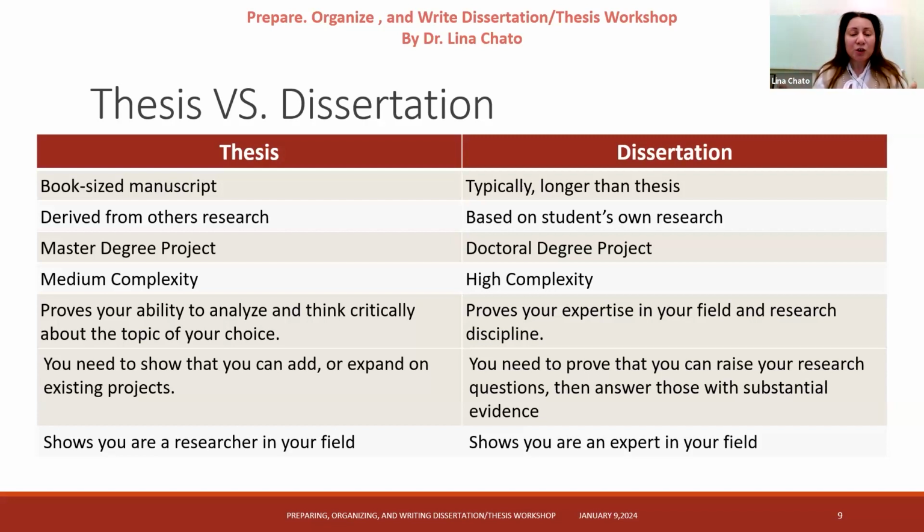After you finish your dissertation or thesis, if you are a master's student, you want to prove that you are a researcher in your field. In a dissertation, you want to show you are an expert in your field. Expert doesn't mean you know everything in your field, but that you are able to solve any arising problems, number one. Number two, you can expand the research. And number three, you can also generate research ideas and develop research methods.